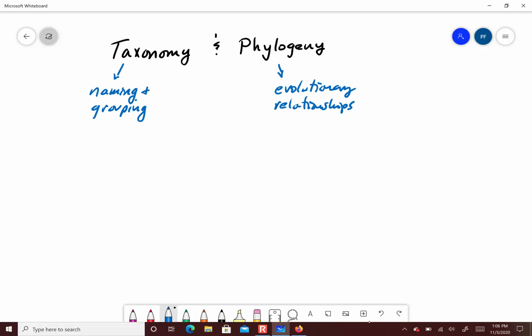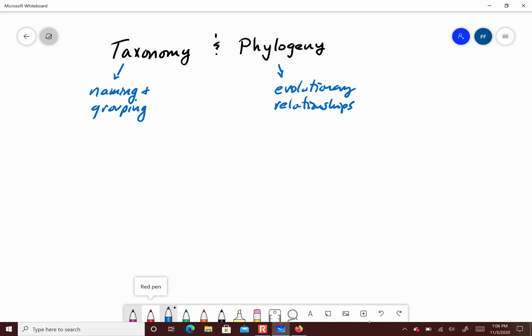Okay, so those are different features we would be studying, right? Like we could study evolutionary relationships without doing taxonomy. Like the taxonomy part could already be done. And then we can definitely do taxonomy without doing evolutionary relationships.